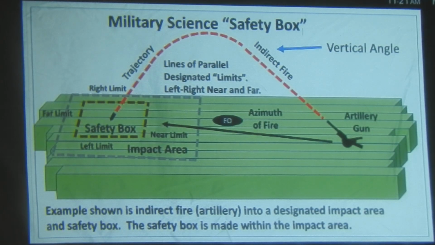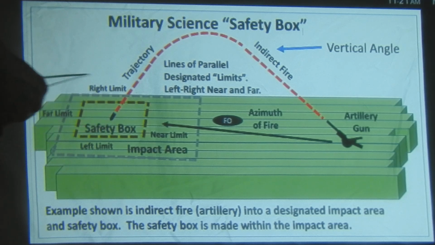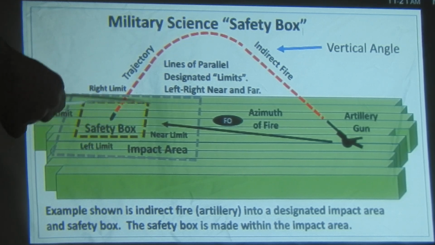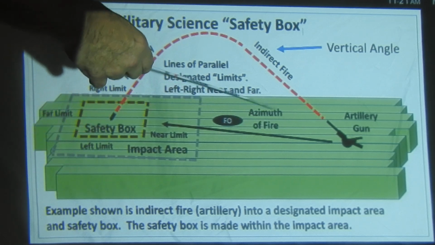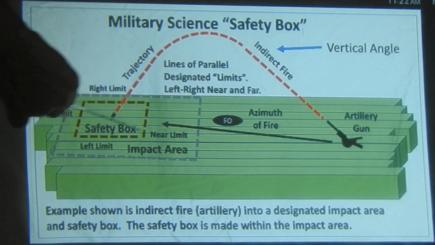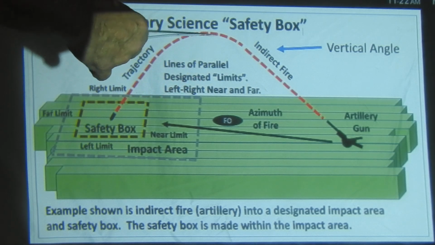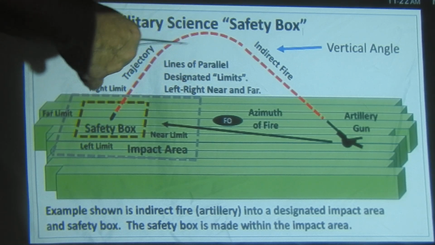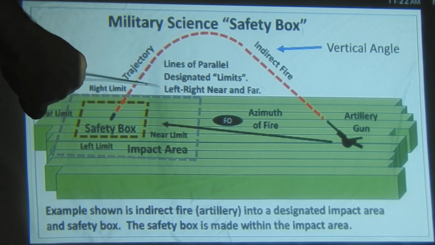The military science live fire safety box is an example of military science. Vertical angle is used, and here we have the artillery piece or howitzer firing into a safety box, which is located in the impact area, and you have a near limit, which is the limit closest to the artillery piece, a far limit, which is the farthest away, and then the left limit and right limit. And vertical angle is calculated based on its distance to the impact area, or the target range, on the azimuth of fire, and that determines the charge, and the weight of the projectile is also calculated into it. So there's a lot that goes into this, along with vertical angle.